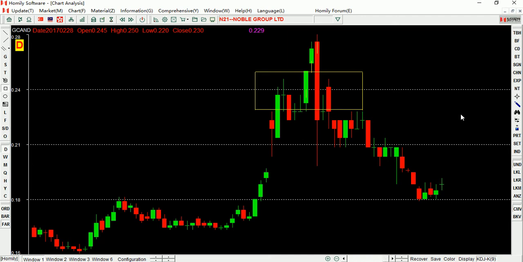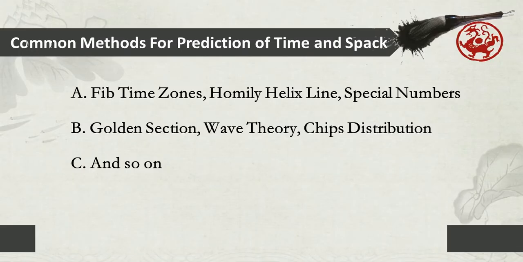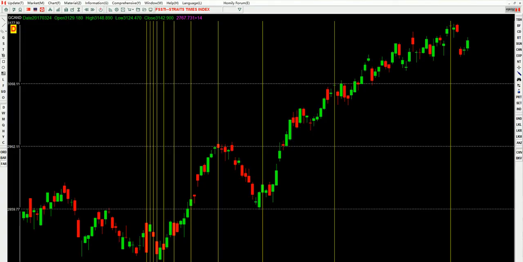Just to see the low price or high price is okay. So this is the method for special numbers. Like golden section with chips distribution, all these methods are for prediction of time and space and the support and resistance. Okay, so let's see the market. Just now I already taught you how to use Fibonacci time zone to judge where the turning point is. Then we can see the next chart.